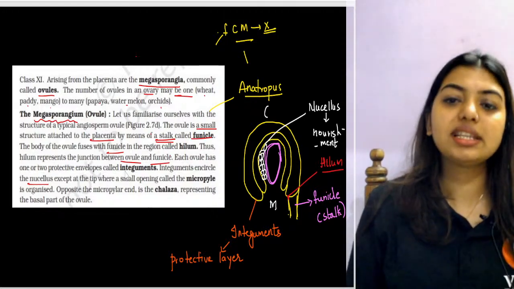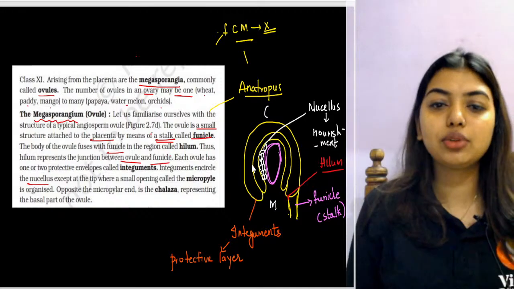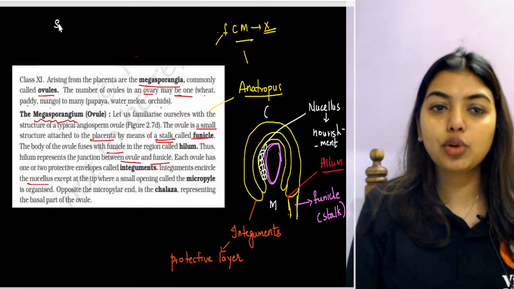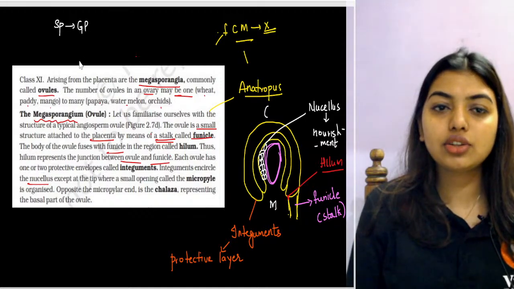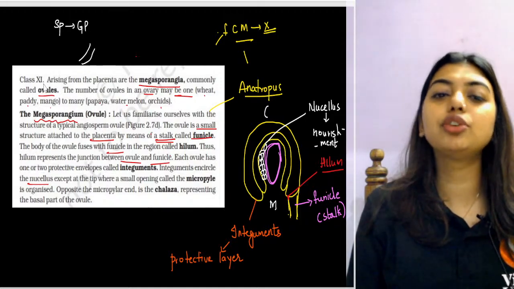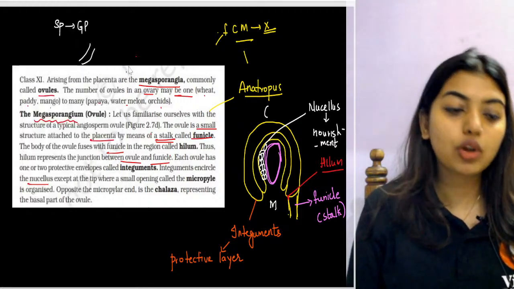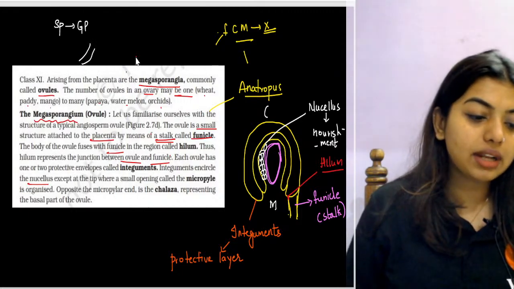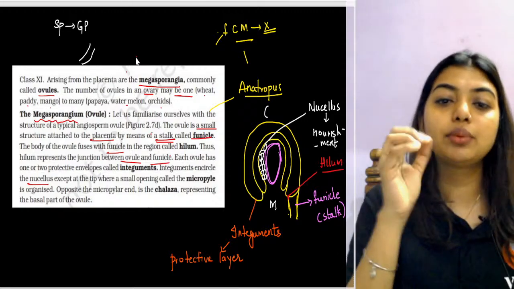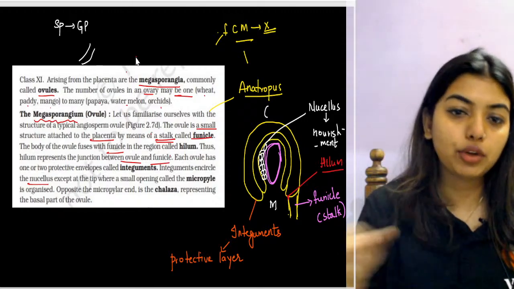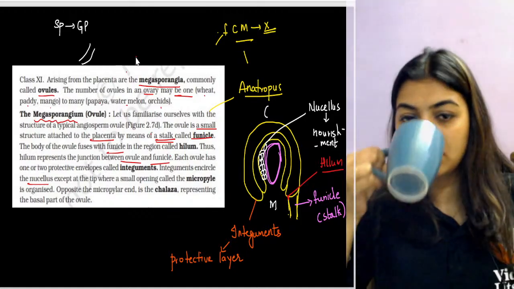The opening is there because the pollen tube has to come in. Like in the pollen grain, where sporopollenin wasn't there, that was the germ pore. In the same way here also we should leave a space so that pollen tube germination can happen. So the micropylar end will have a small opening that will allow the growth of the pollen tube. Got it?